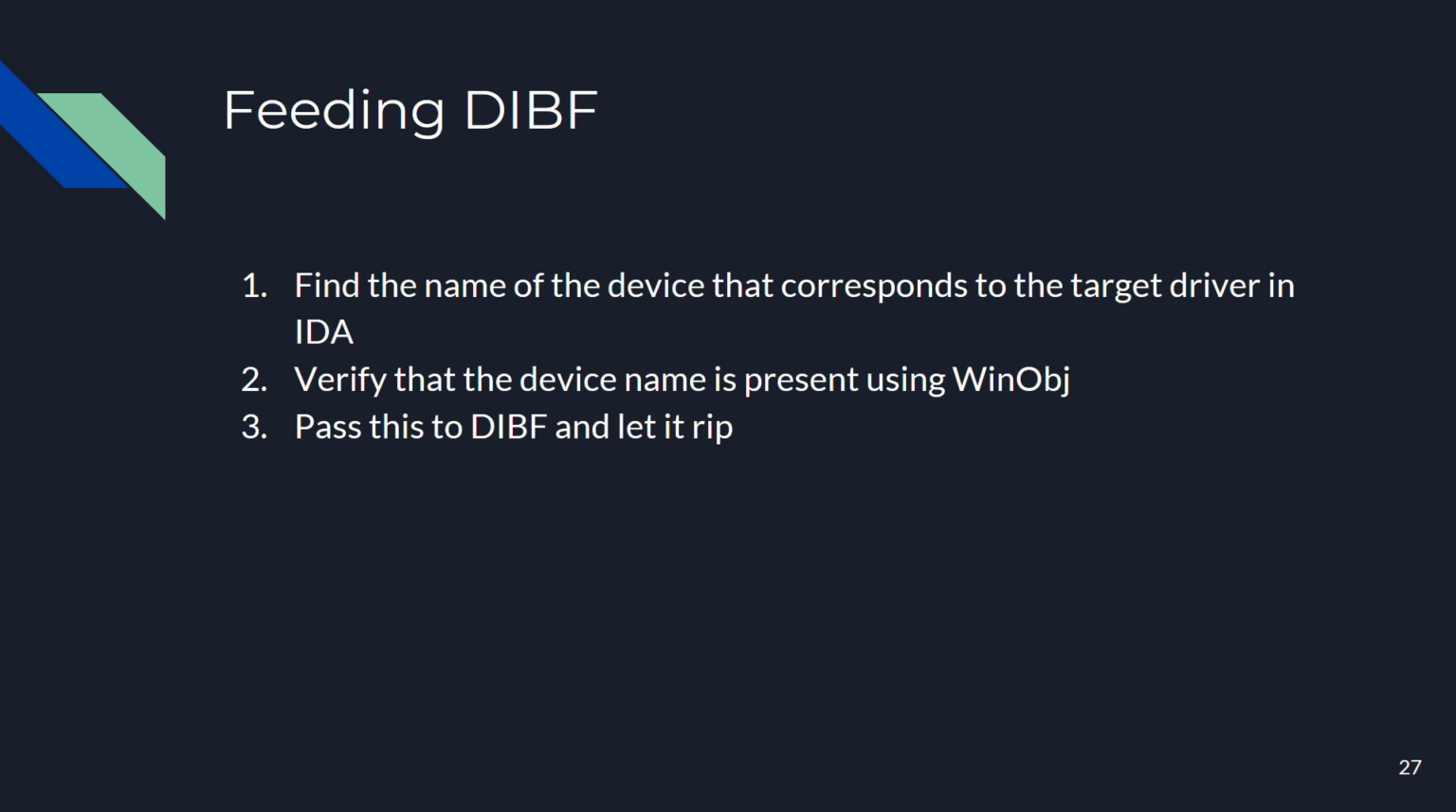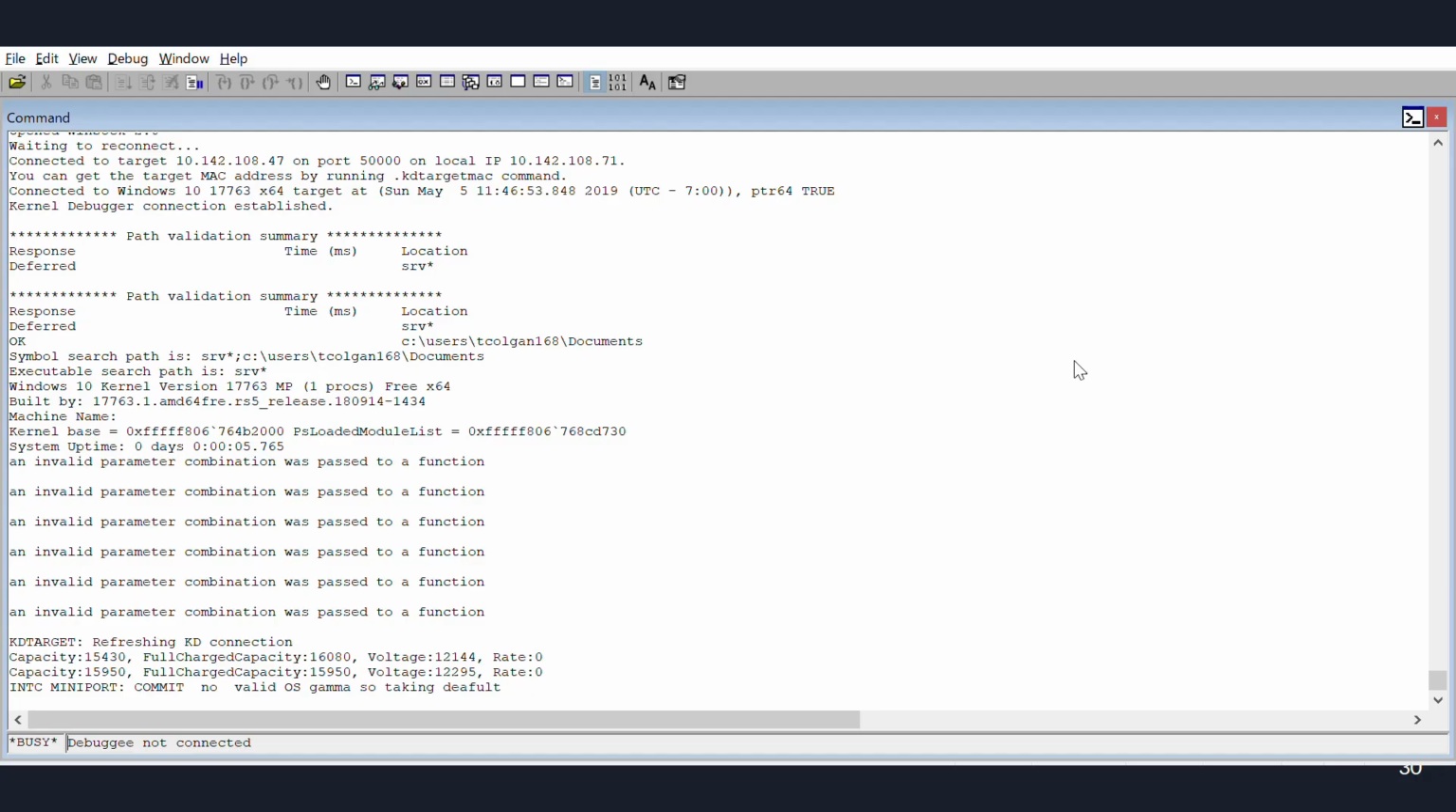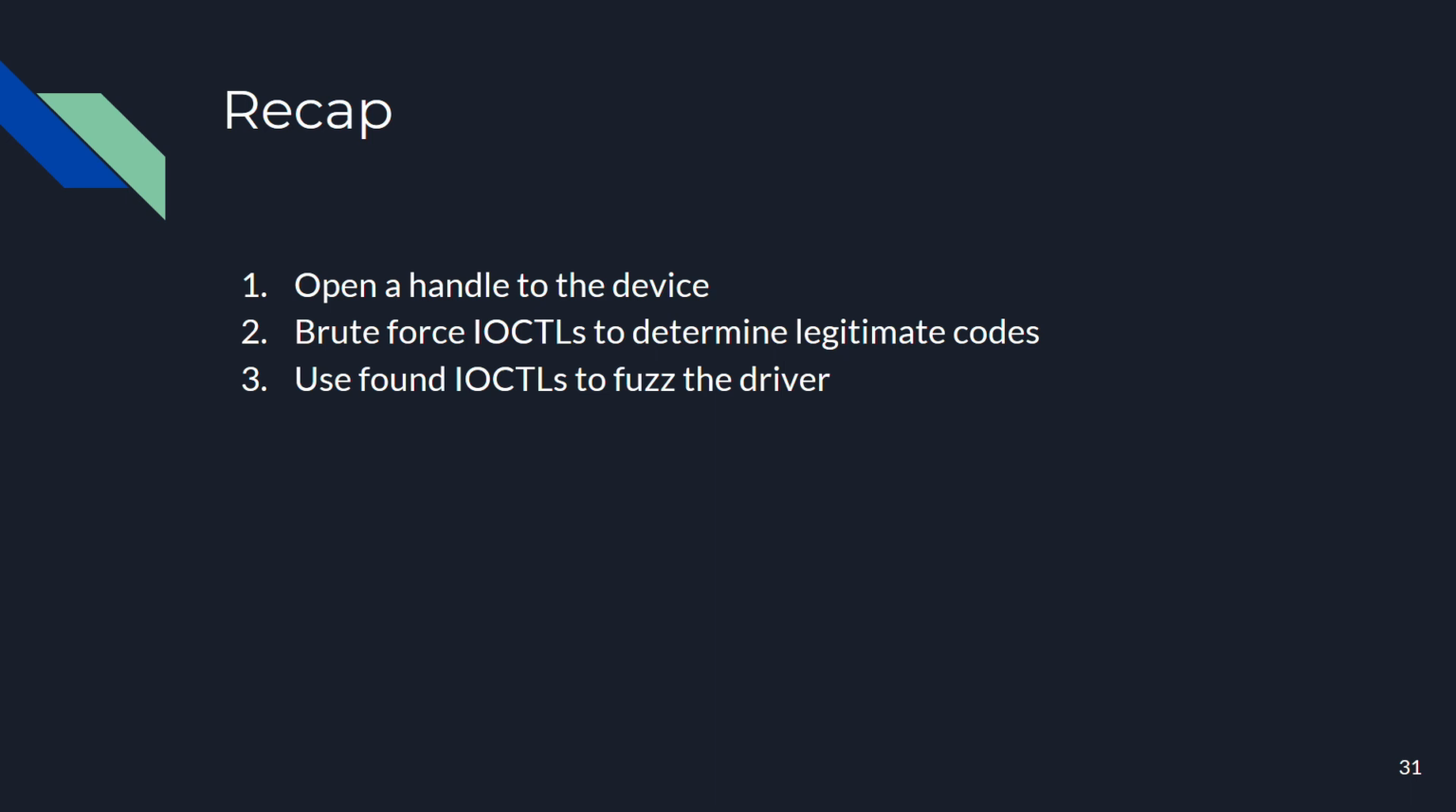Step 2 is, if you were doing this analytically through IDA, then check in WinObj that the name is actually what you think it is, and then pass it to DIBF and let it go. I already did that demo, and that one, and that one. Oh yeah, okay. Recap. So you open a handle to the device. Next one is you test specific IOCTLs, or you figure out which IOCTLs you want to test.